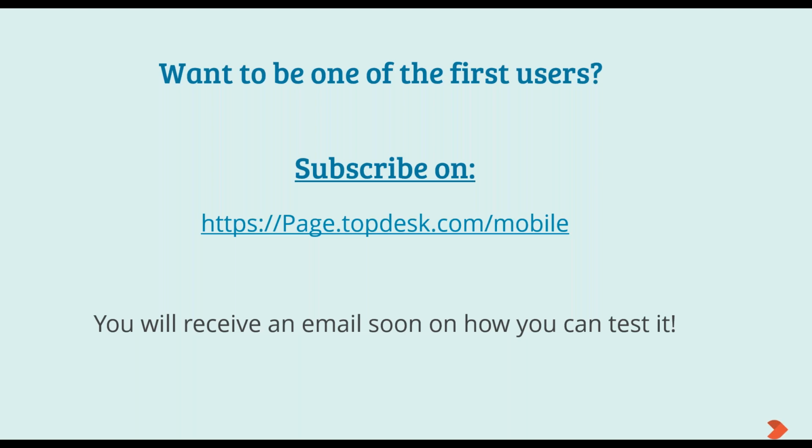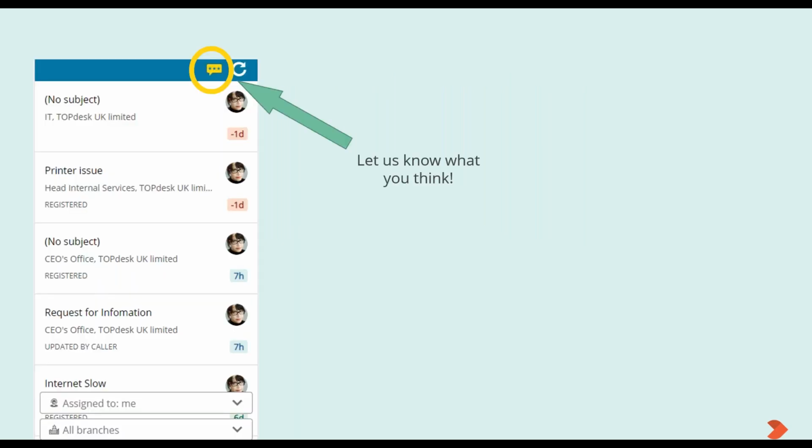So if you want to be the first users, you can subscribe on page.topdesk.com/mobile. Below on the page, there's a form. If you fill that one out, you will receive an email probably next week about how you can test it. We're very curious about your feedback. So we want to know what you think. If you open the app, you'll see a golden text balloon, and that will open up a form with feedback. So you can directly let us know what you think. All these pieces of feedback will be in my inbox, so I'll handle them personally. So that should be good.